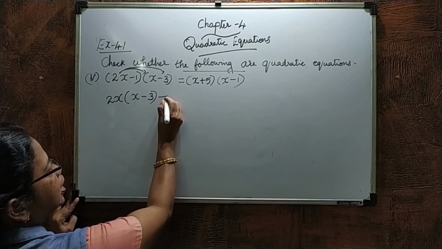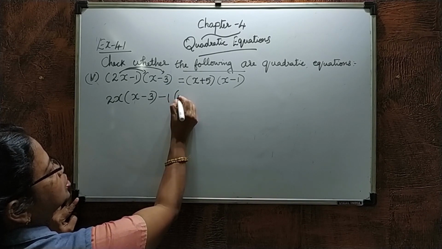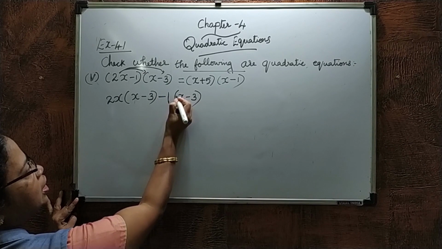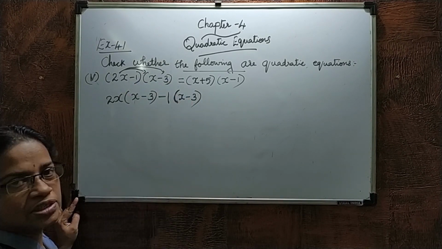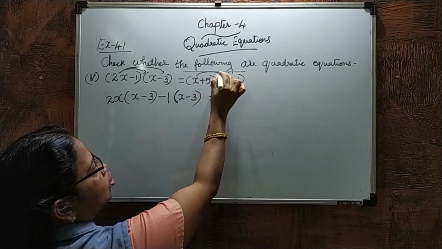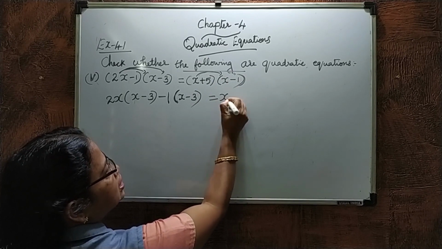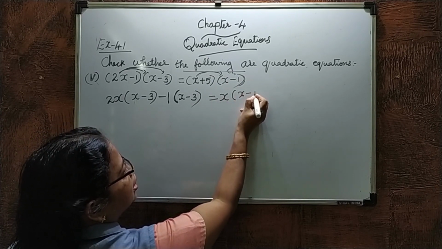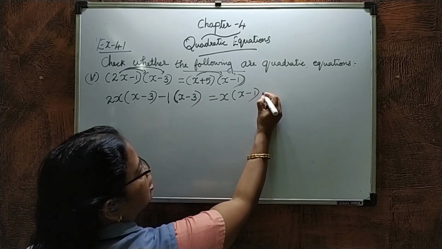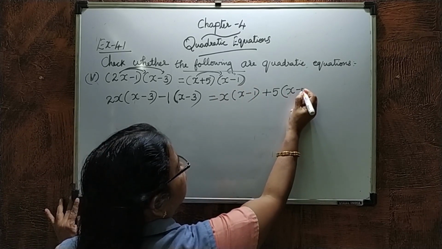The next one, minus 1. Again you are going to multiply what? x minus 3 with this negative 1. So minus 1 into x minus 3 equals, same thing what you should do. With the x you are going to multiply the full bracket. So it will be x into x minus 1. Again what is the next term then? Plus 5, it is plus 5 into x minus 1.